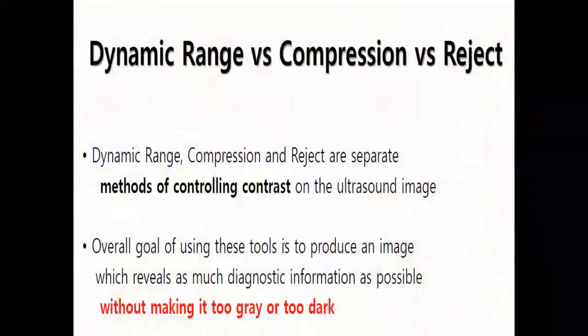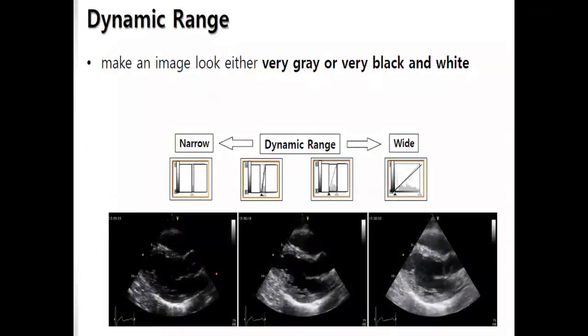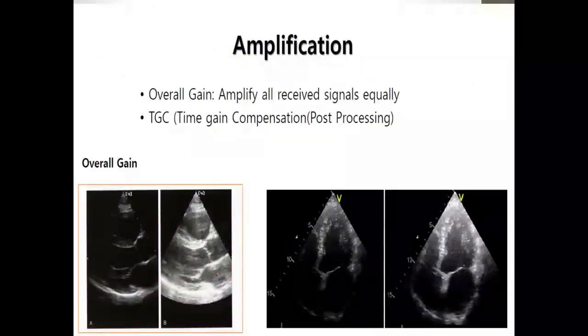There is something we will talk about next time, which is dynamic range, compression, and reject. This refers to the imaging process itself, meaning what happens after the signal is taken. After the signal returns to the transducer, it starts to process it by applying compression and amplification, and the role of time gain compensation.